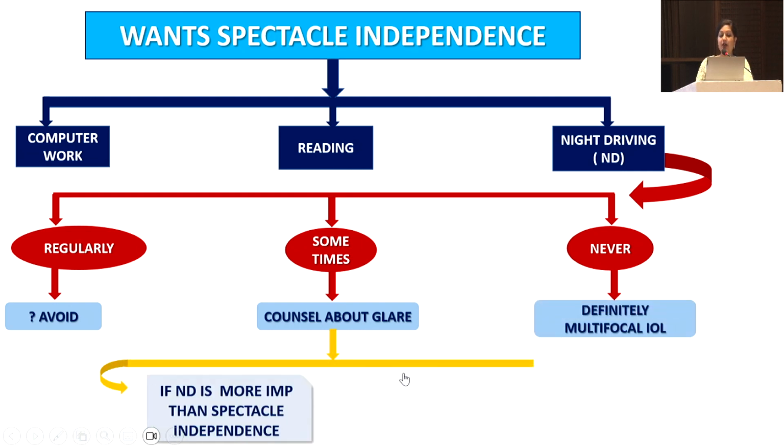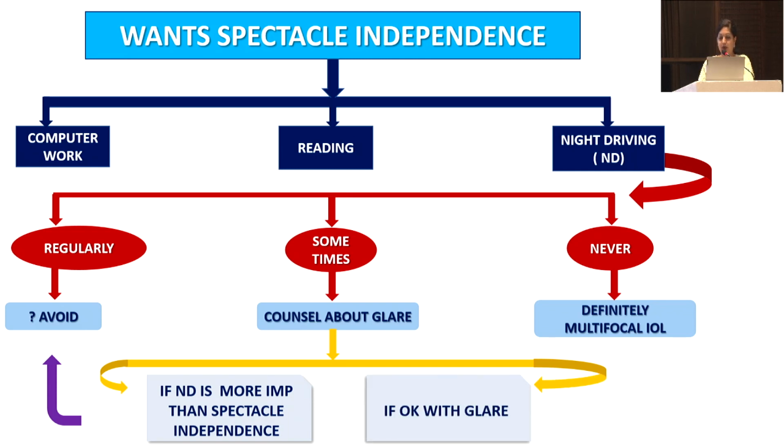If the night driving is only at times, or just once in a while, then you have to counsel the patient about glare. If for the patient, night driving is more important than spectacle independence, suppose he has to do a Bombay-Pune drive every night, or maybe once in a while, then that becomes very important to him. Then again, you give him a choice and tell him it's his call whether he wants to do it or not. We cannot guarantee that there would be no glare and halos. Okay, if he's never going to do night driving, then definitely the chances of glare and halos are much less. You can maybe just mention it, but you don't need to really dwell on it too much.